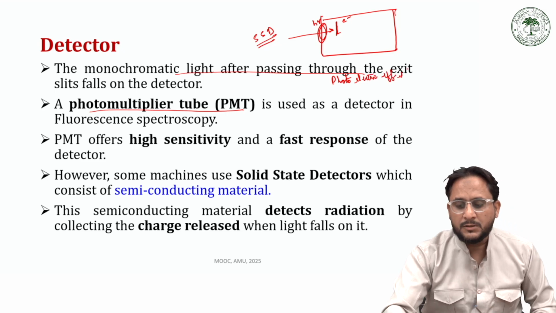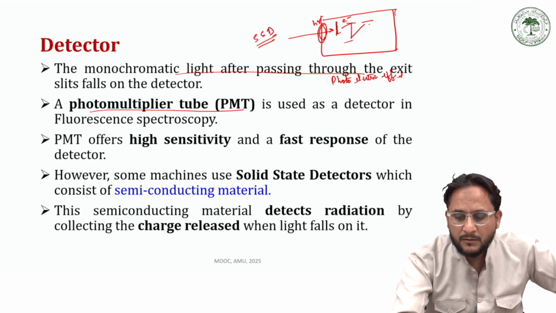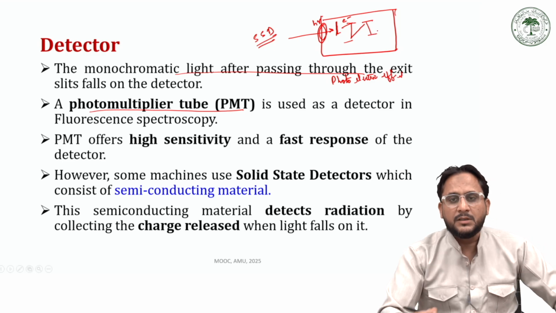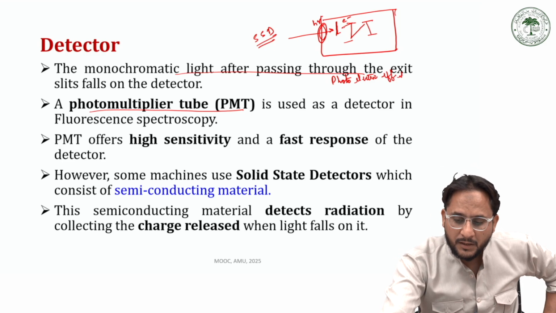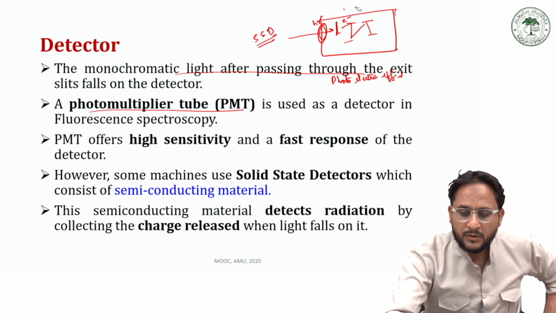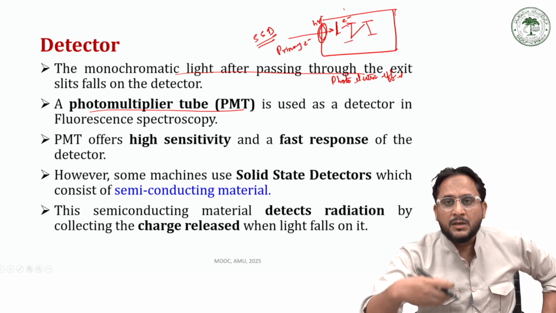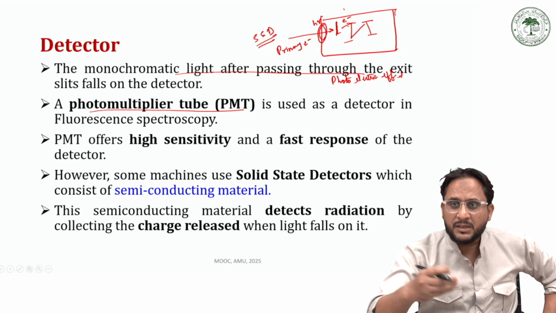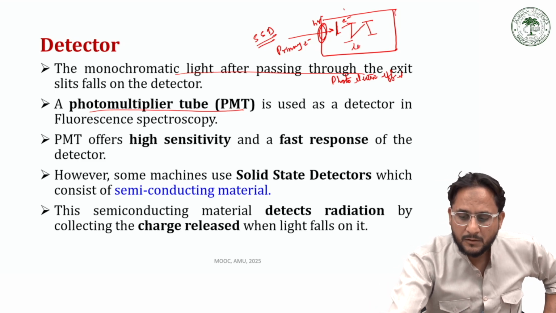Now these electrons then fall on dynodes. There are a few more metallic dynodes placed. When these electrons, known as primary electrons, fall on these dynodes, again there will be ejection of electrons from the dynodes. They are called secondary electrons.